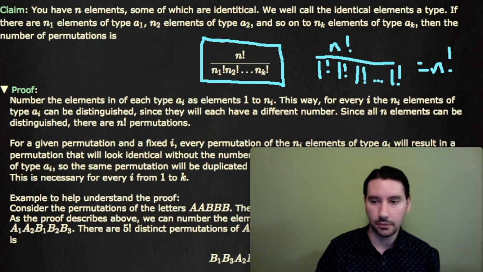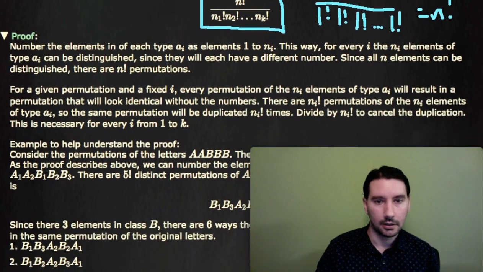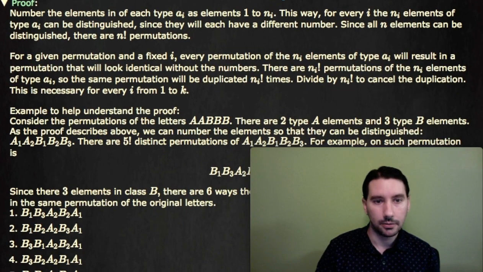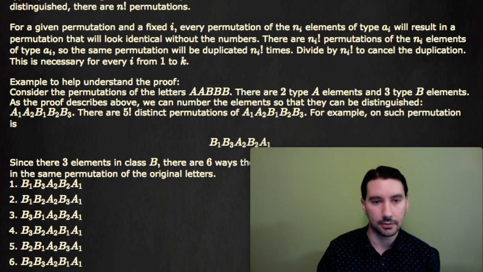We can go through the proof. The proof is basically using the same idea as above, except for now we have to cancel off all the repetition. So I think it's better maybe just to look at the example of the proof, instead of me trying to talk through the proof itself.